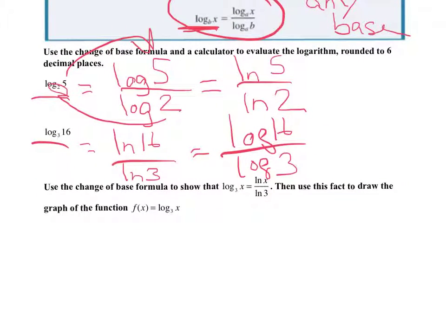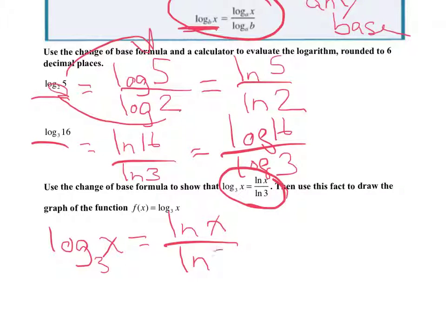Now this one is kind of a strange problem. It says use the change of base formula to show that these are equal. That's clearly just the change of base formula. So we know that the base 3 log of x is equal to whatever base you want to use. Let's use base e log of x divided by base e log of 3, which can be written as 1 over the base e log of 3 times the log of x.